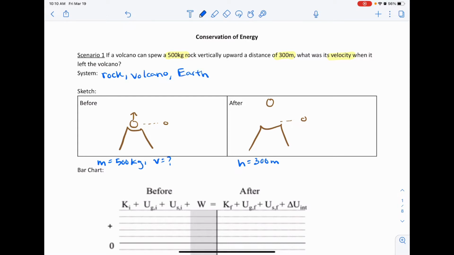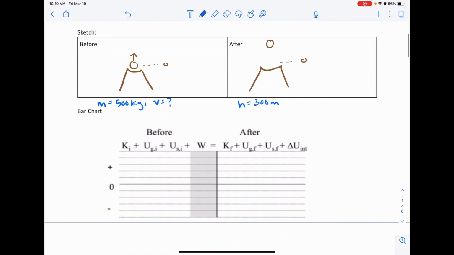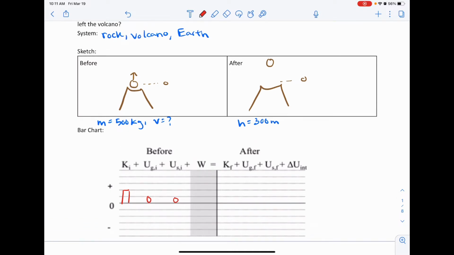Now let's take a look at our bar chart. We want to figure out the type of energy that this rock-volcano system has before and after. Initially it is moving, so we know it has some kinetic energy. It does not have any gravitational because it's at our 0 point. There's no springs or rubber bands or anything stretching or compressing, so I'm going to put 0 for elastic. There's no external force, right? I included the volcano in the system because there's no external force. I want the volcano to be within my system. So there will be no work.